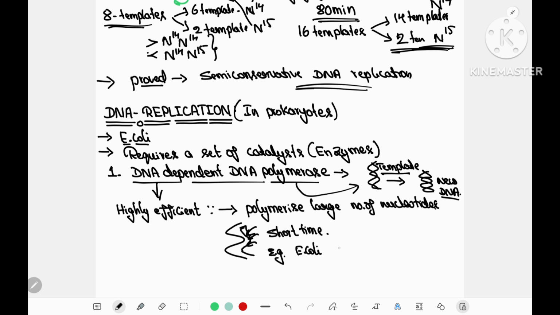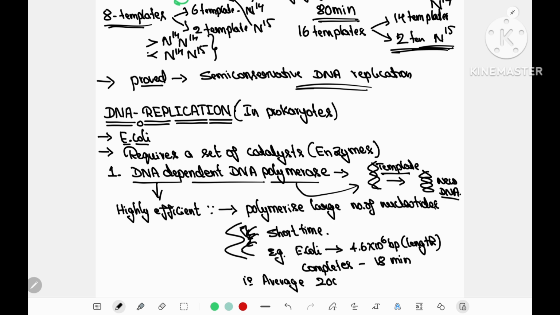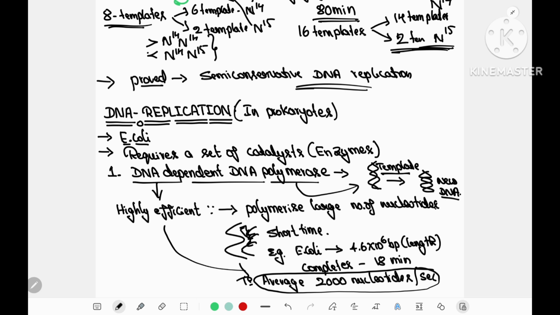For example, in Escherichia coli bacteria, the length of DNA is measured as 4.6 into 10 to the power of 6 base pairs. That is the length of DNA. To complete the process of replication, that is the complete DNA will be synthesized or replicated within 18 minutes. So, on an average, there is an addition of 2000 nucleotides on a complementary strand per second. So, that is very important.